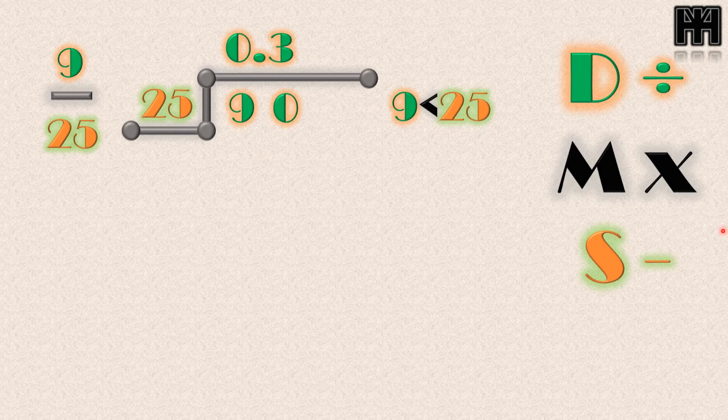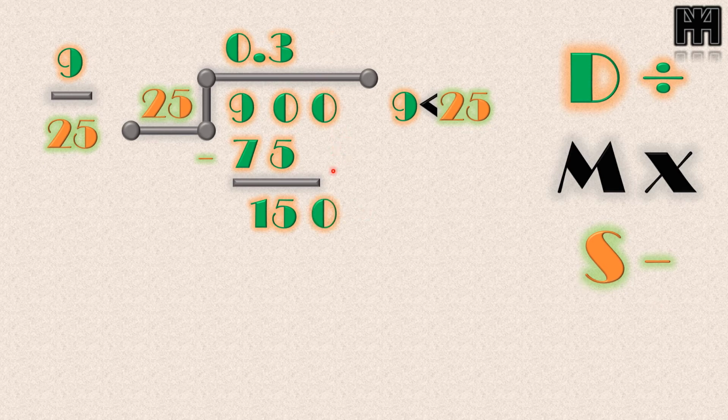Okay, to the multiplication step. The 3 multiplies the 25. 3 times 25 will be 75. Then the subtraction step here. So 90 minus 75 will give us 15. Then we'll put the 0 here. Then we will repeat the process.